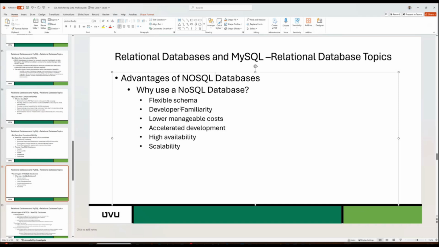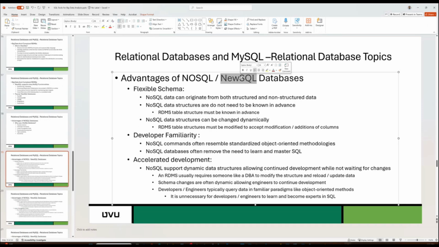High availability, NewSQL does that as well. I mean, we have high availability. If we have 20 servers and one goes down, we probably have the data on one of the other 19, we're good to go. And scalability, if we want to add more capacity, we just add more servers.